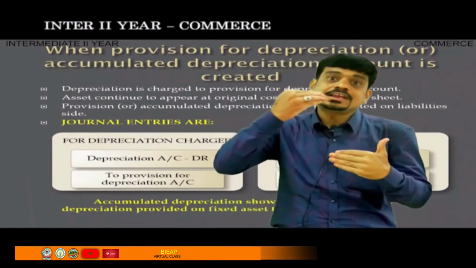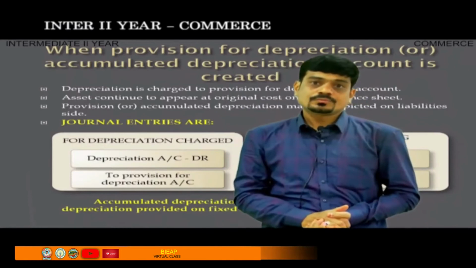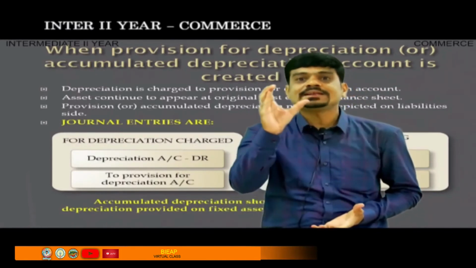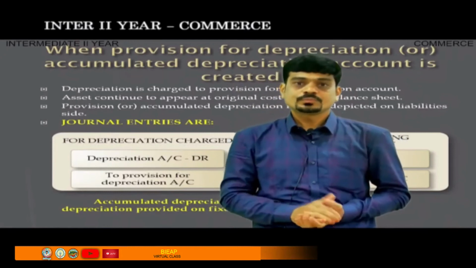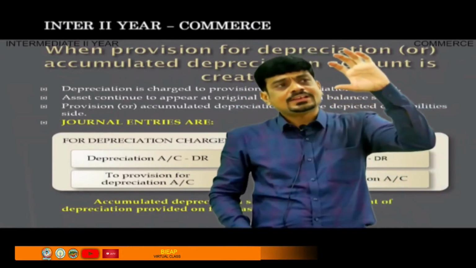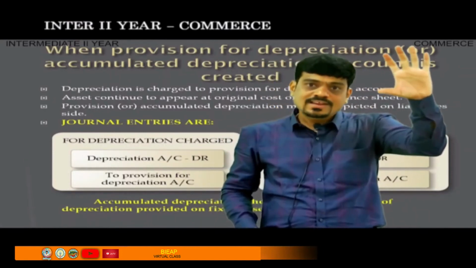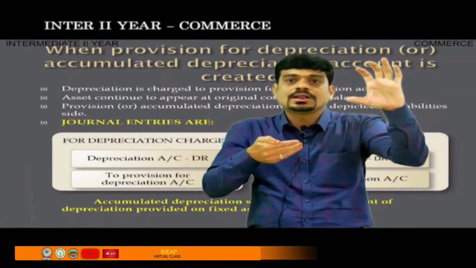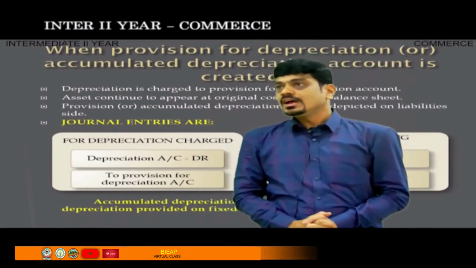For that, we'll create one provision account. That is also called the accumulated depreciation account. And in this method, the asset will remain at its original cost value in the books. Along with that, we'll prepare one more account called the accumulated depreciation account.